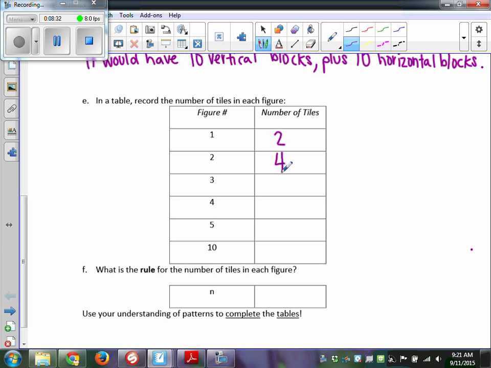Lexi, how many did I have in figure 3? 6. Kale, how many did I have in figure 4? Oh, I already had it. Riley, how many would I have in figure 5? 10. Okay. And we're going to skip all the way up to 20, Olivia. How many would I have in figure 10? 20.